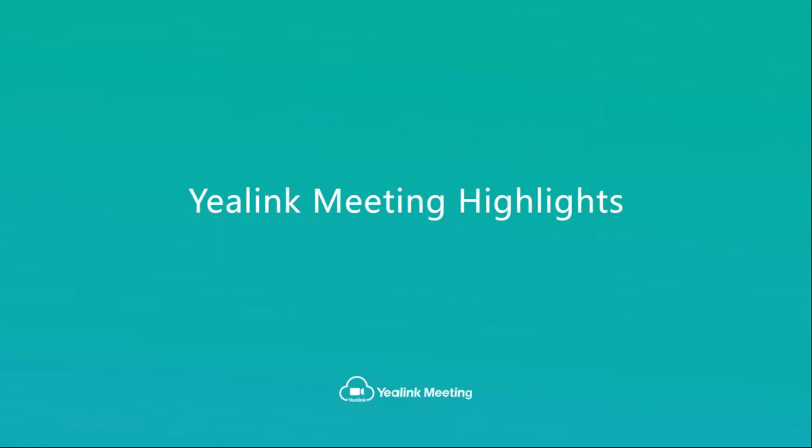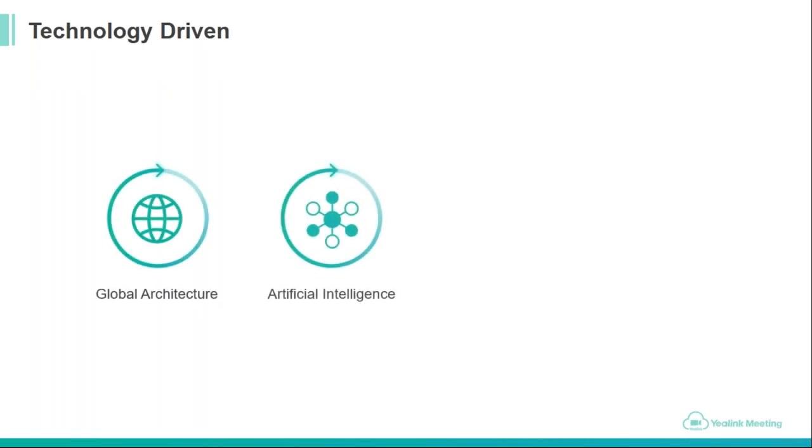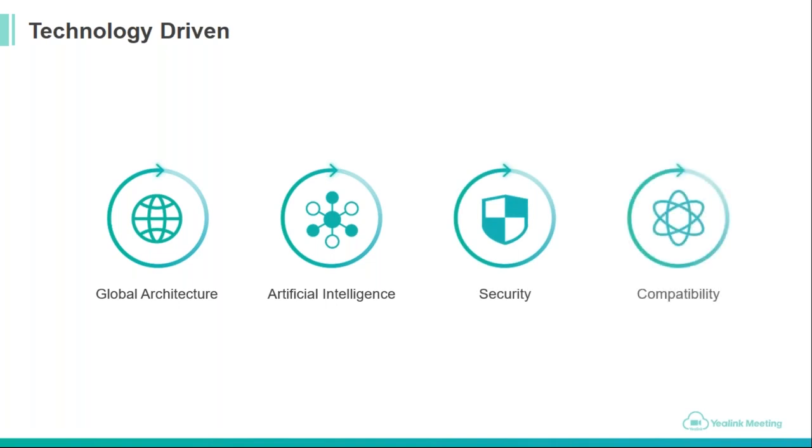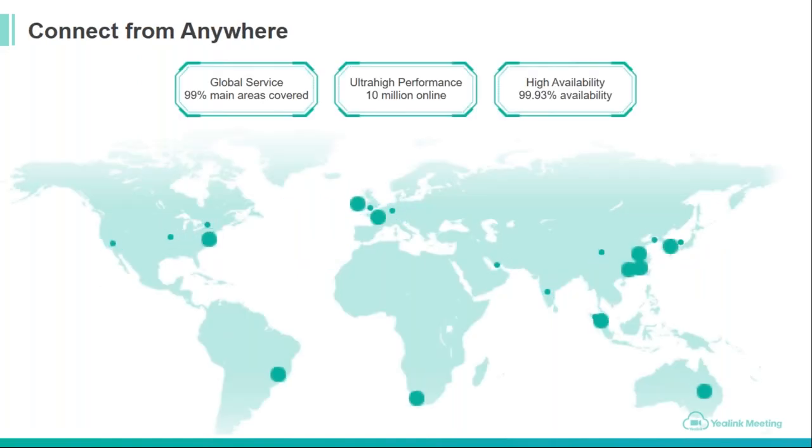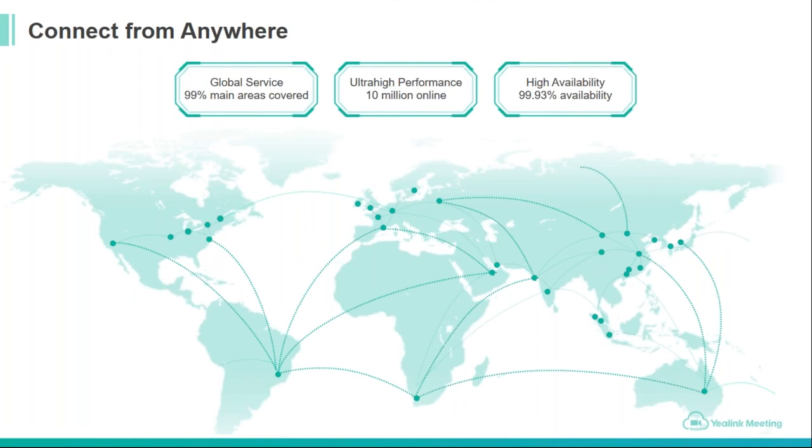So what are the Yealink Meeting highlights? There are actually four highlights: global architecture, artificial intelligence, security, and compatibility. Yealink Meeting provides connection globally. There are 5 main data centers and 22 RTN nodes, including RTN nodes in Sydney, to ensure stability and quality. The RTN nodes are strictly deployed according to a huge number of tests. 99% of main areas are fully covered, and customers can access the service from anywhere. Also, with the advanced distributed architecture, Yealink Meeting provides 99.93% high availability.